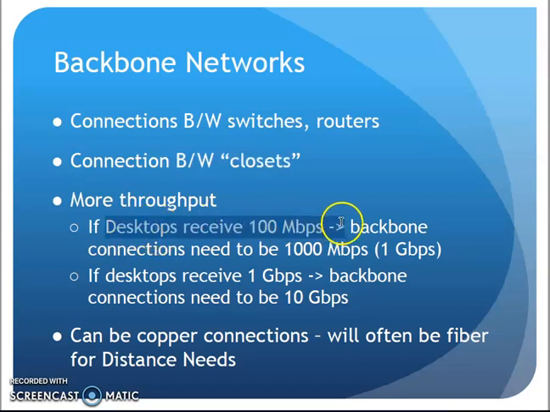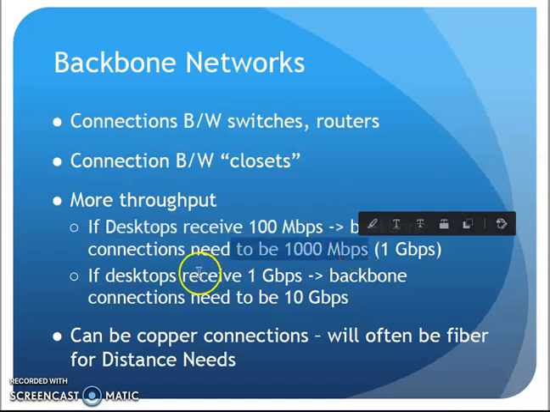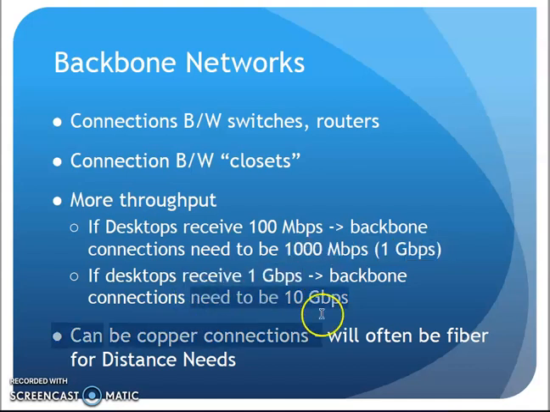So if my desktops are getting 100 meg, the backbone connection needs to be at least gig. If the desktops are getting a gig, then the backbone connections need to be 10 gig. And the idea there is, think of all the smaller roads merging onto a highway. The smaller roads might be 2 lanes and a 40 mile an hour limit. Well, when all these smaller roads dump onto the highway, it needs to be more lanes and maybe 55 or 65 mile an hour to handle all that extra volume of vehicles merging onto the highway. Same kind of idea here.